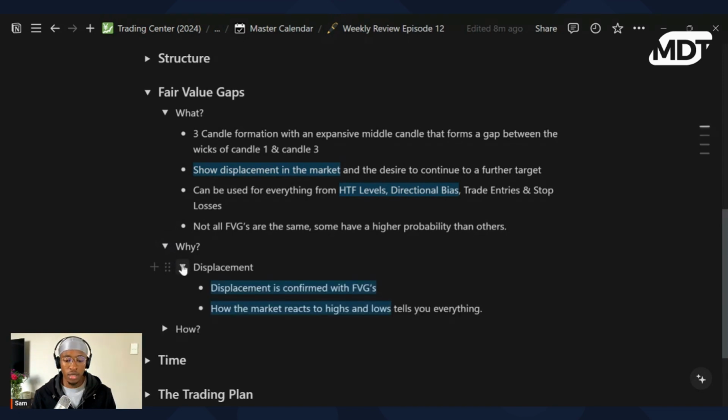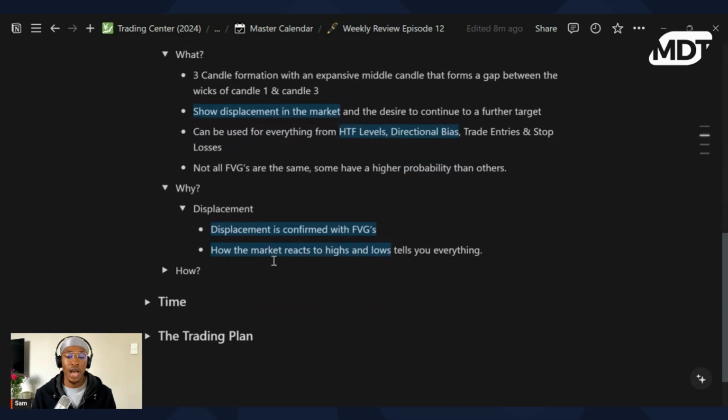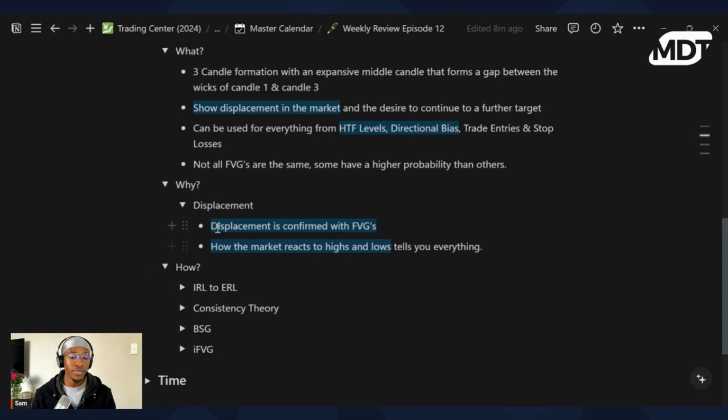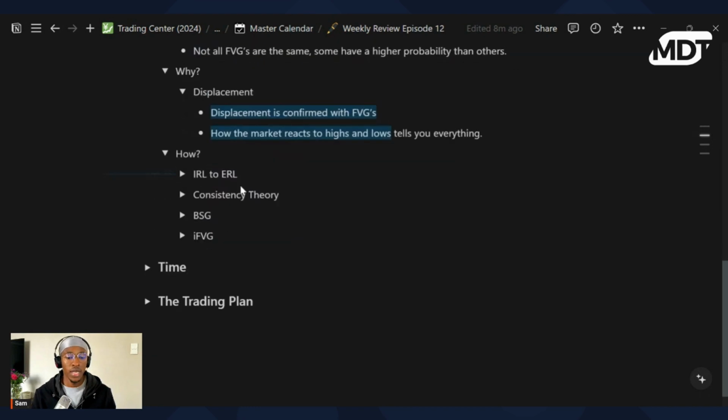Why do we use these? They show displacement. Displacement is confirmed with fair value gaps, and they indicate how the market reacts to highs and lows, which pretty much informs, I guess, your overall bias. And then how do we implement them?